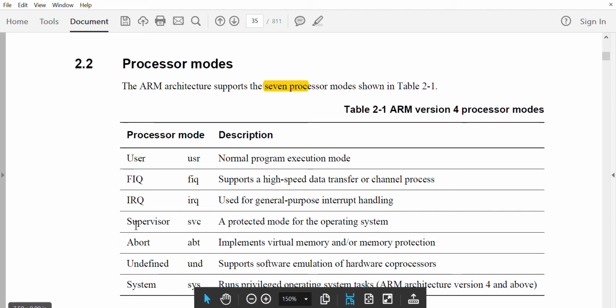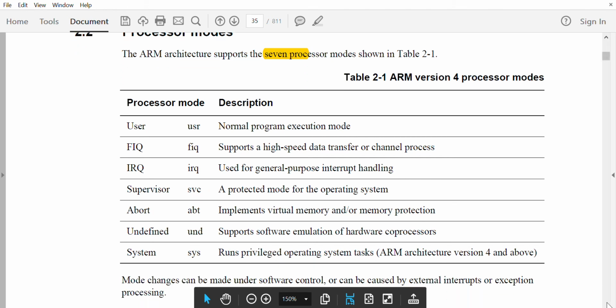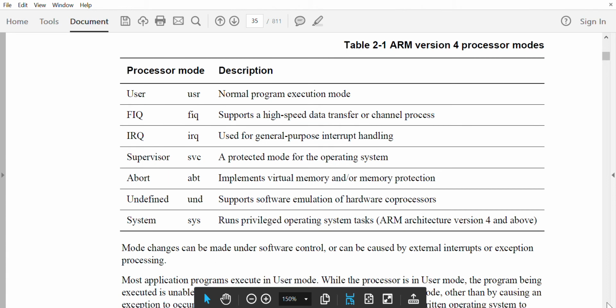Then you have the supervisor mode, or SVC. It is a protected mode for the operating system. Just like administrator mode, it is the supervisor mode. The privileges may be more for the supervisor mode. So it's a protected mode.